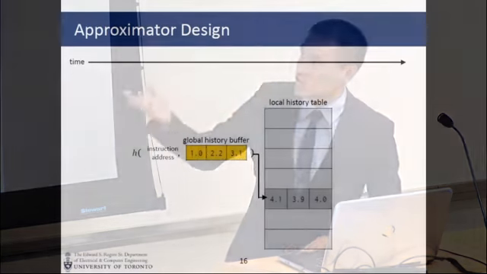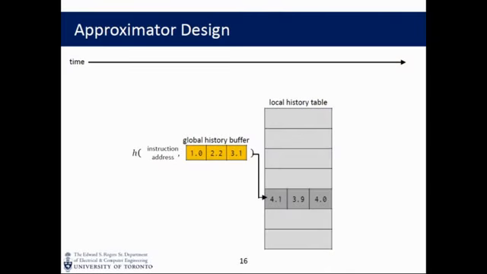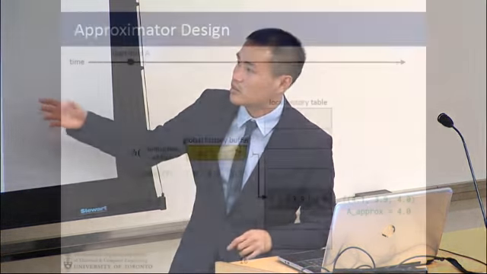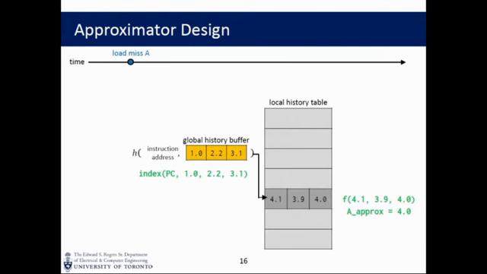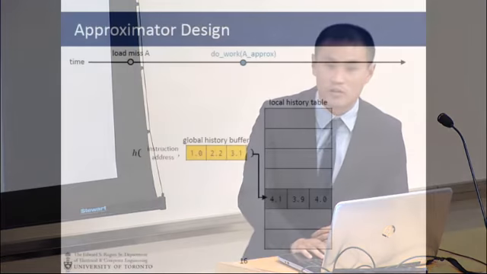Let me give a very simple example. Say we have a miss on address A. From this, we can generate some index into our history table, given the most recent values we've seen in the processor. Say they're roughly 1, 2, and 3. This gives us an idea of generally where we are in the application. So then we'll use that to index into the table, and given the values that we've seen the last time we were roughly here, we generate an approximate value and then feed that to the processor core.